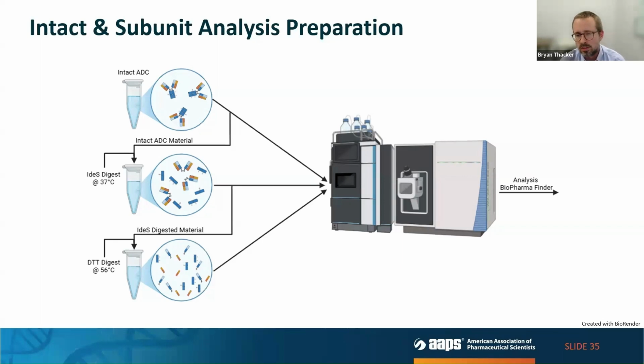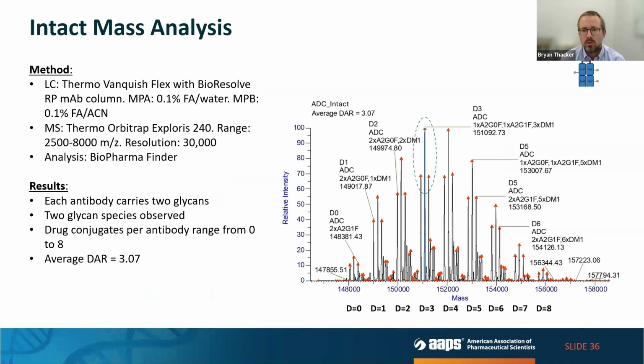We can also use the process to look for spurious chemistries, incomplete conjugation reactions, other spurious chemistries that would be impurities that we want to monitor in the control strategy. Let's move to the next slide, and I'll show you some examples of the data that can be collected using this kind of approach.